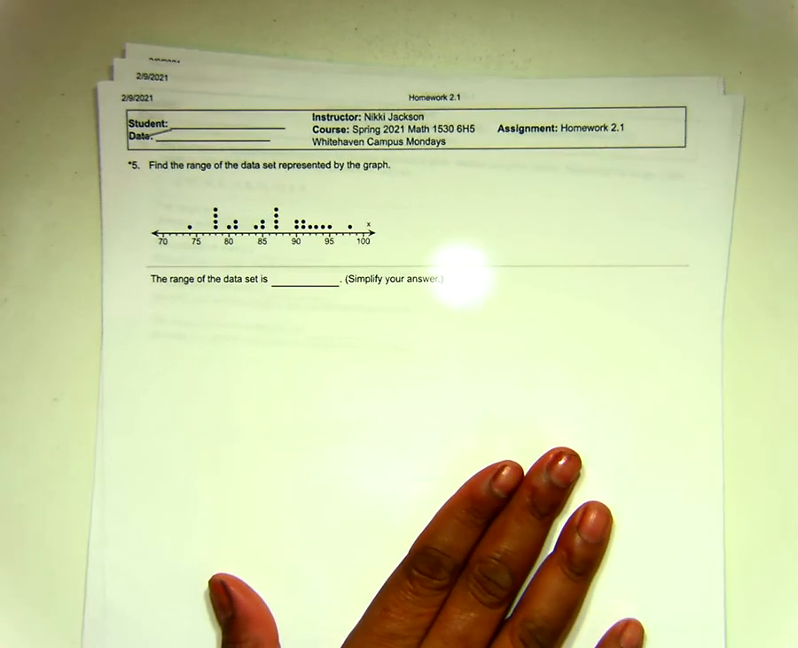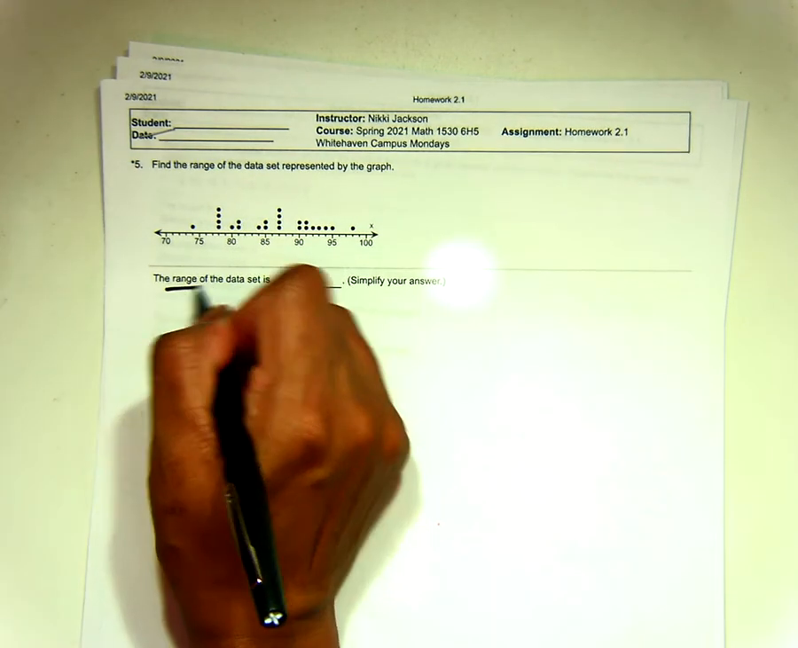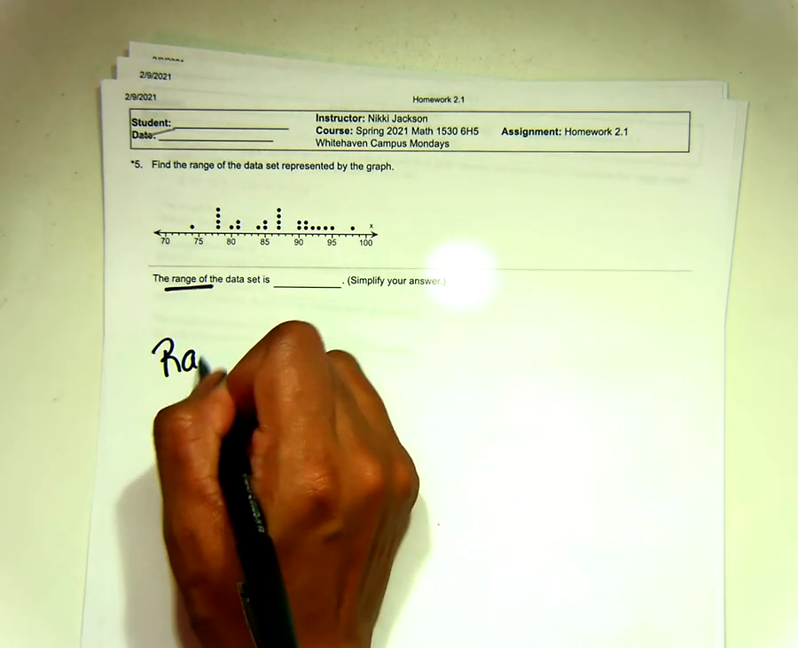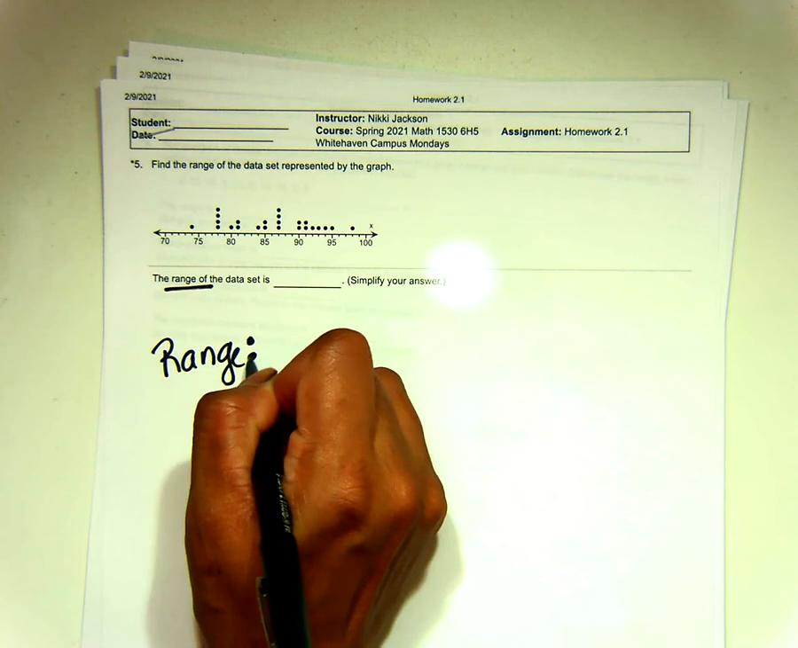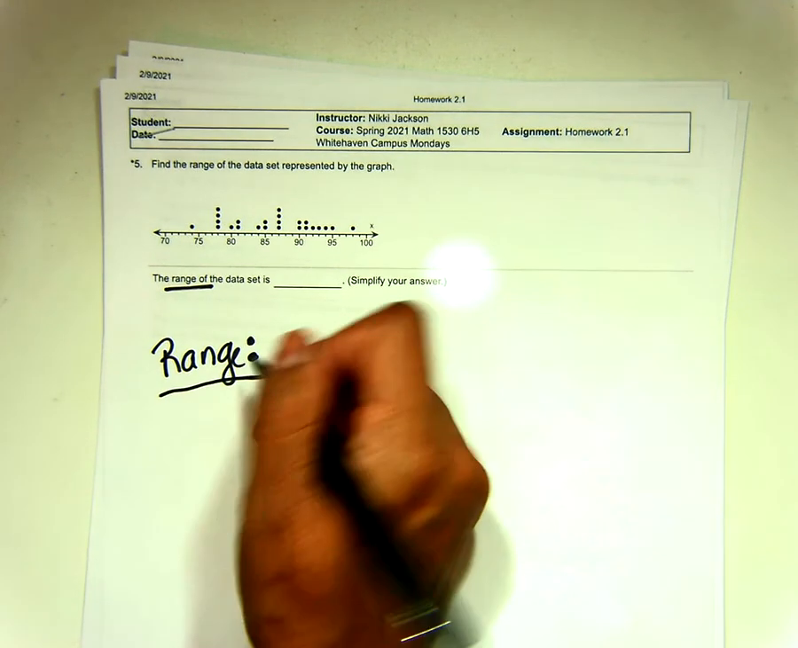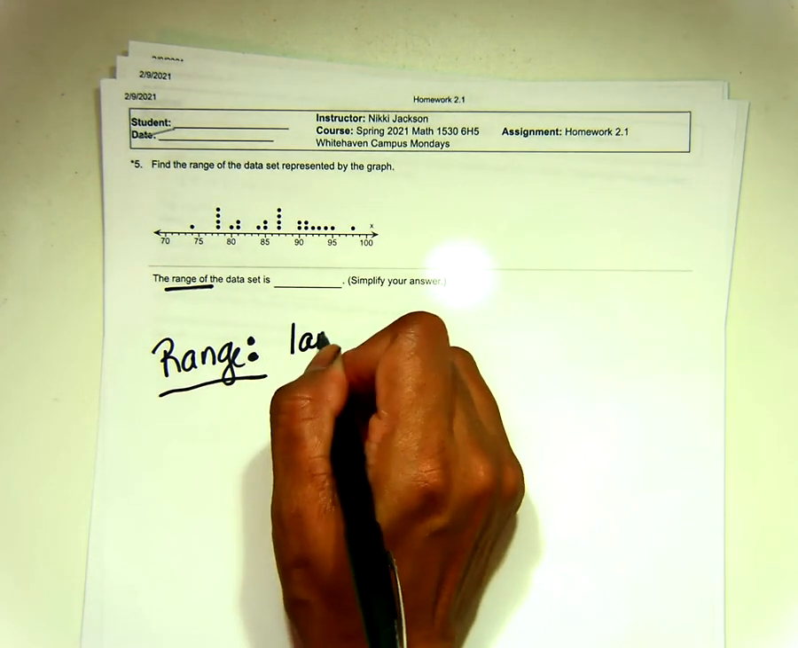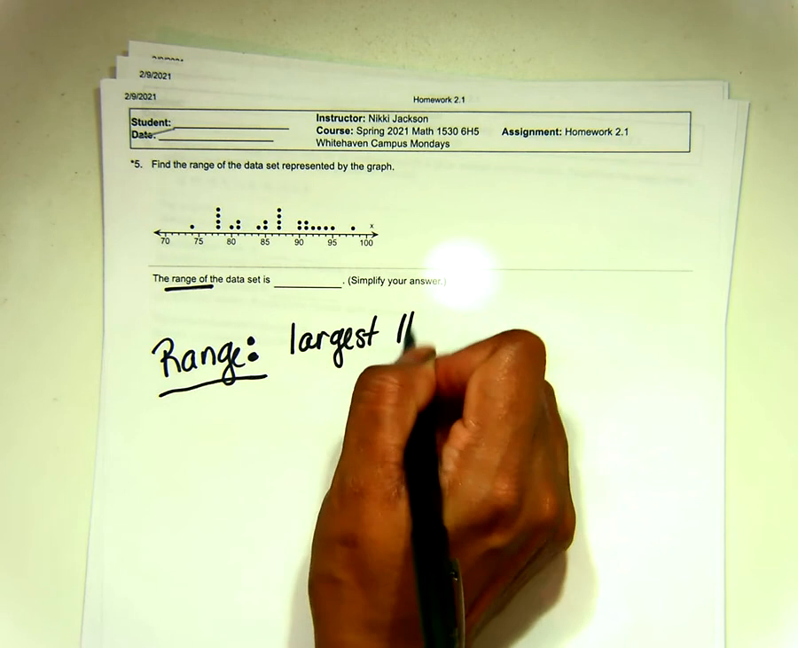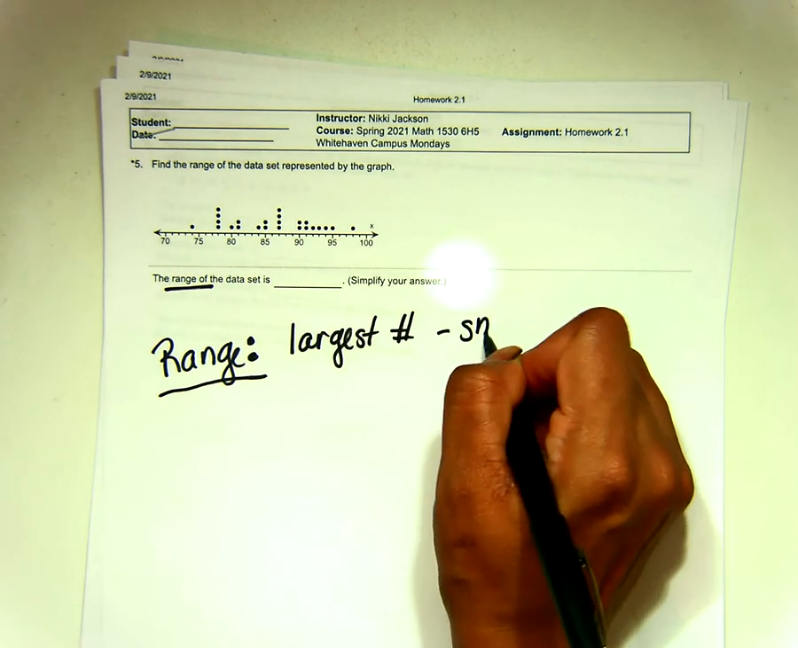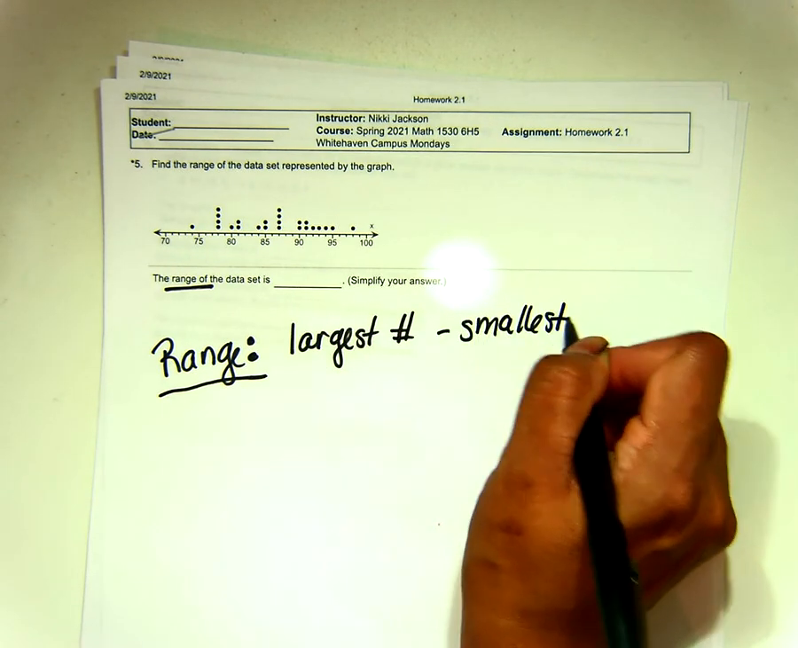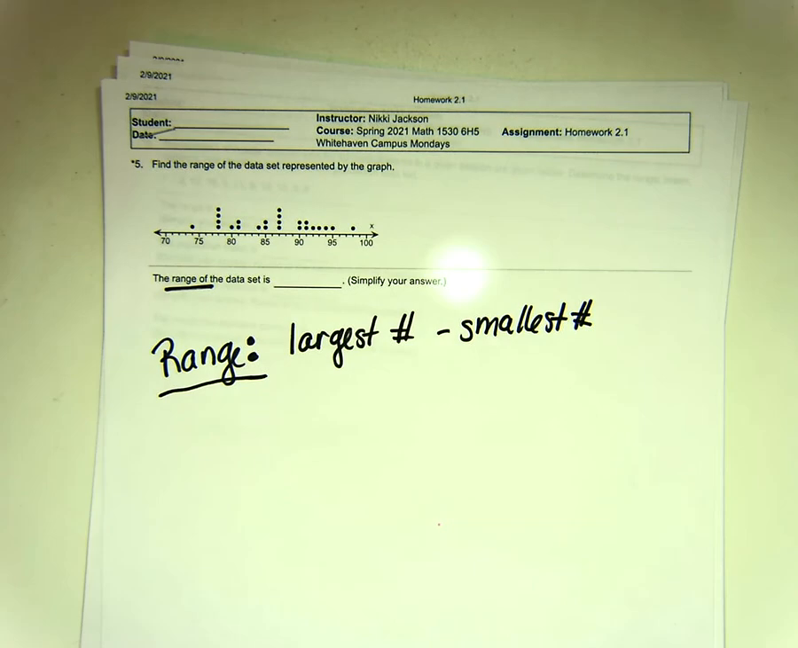So this one kind of looks like a dot plot. At least that's what I call it because it's a number line full of dots. But I noticed my definition is dealing with something called range. So your range by definition is how spread out your data set is. The easiest way to measure that is the largest number minus the smallest number. So again, the range is how spread out your data set is.